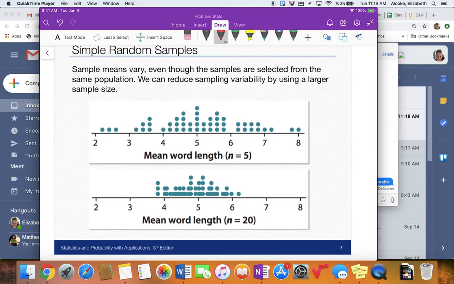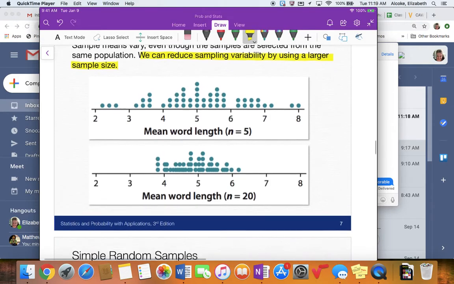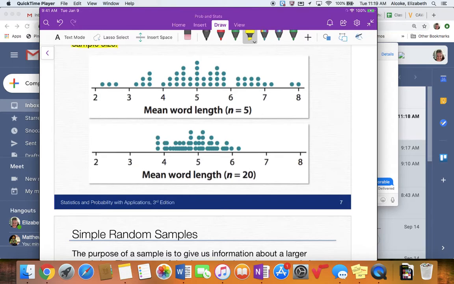So sample means vary, even though the samples are selected from the same population. We can reduce sampling variability by larger sample size, and that's what I just wrote above. So larger sample size, smaller variability. In this first diagram, you can see n equals 5, and then in the second one, n equals 20. So the sample size was, we picked 20 words. So it was much bigger than when we picked 5 words.